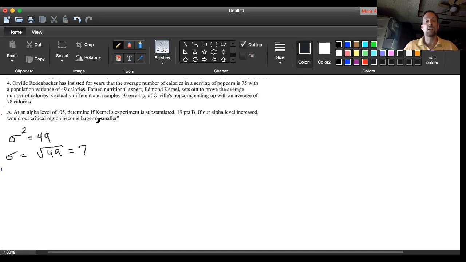And I'm going to go ahead and write down some of the other information they've told us. They looked at 50 samples. So that means 50 is going to be our sample size. I'm going to write that information down also. N equals 50. And they told us that the average of that sample was 78. So 78 must be my X bar.